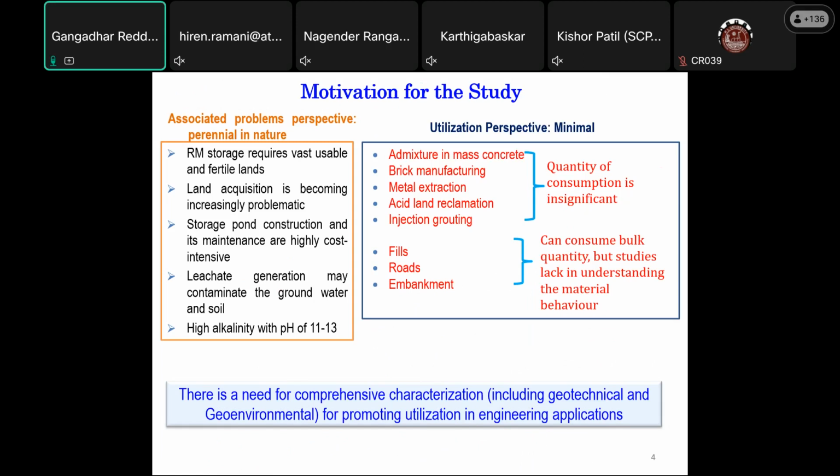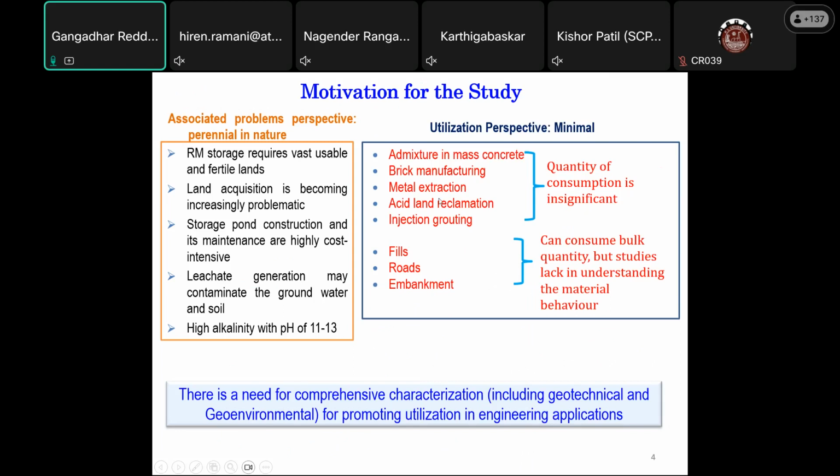So most of the time you can see these are utilized in a very minimal way, in the form of a kind of admixtures, maybe hardly 5 to 10%, to manufacture either bricks or concrete. Sometimes people are also doing some kind of metal extraction, especially since red mud has high iron content, so people try to extract iron from the red mud as well. There are some rare earth metals as well. They are also trying to, but if you see as a whole, the consumption is very less in the 5 points I have listed in the second box.